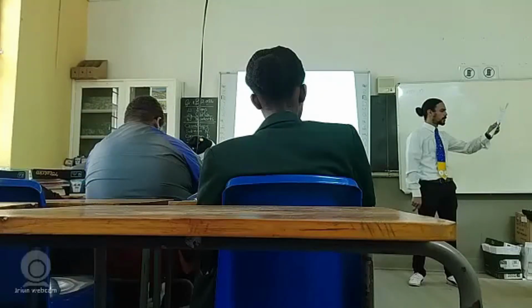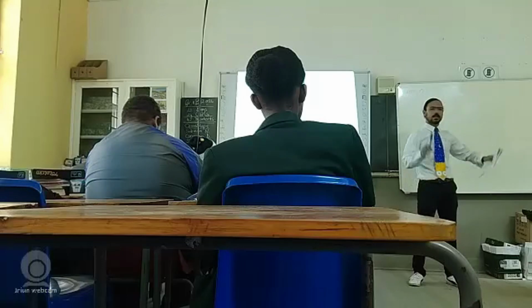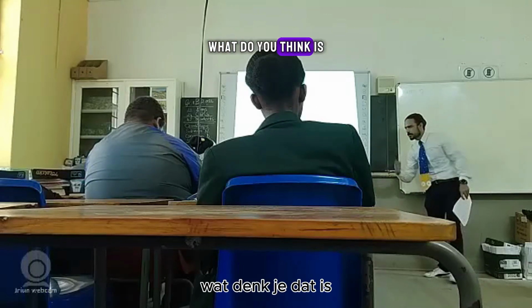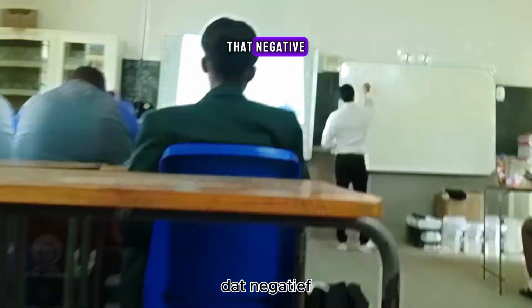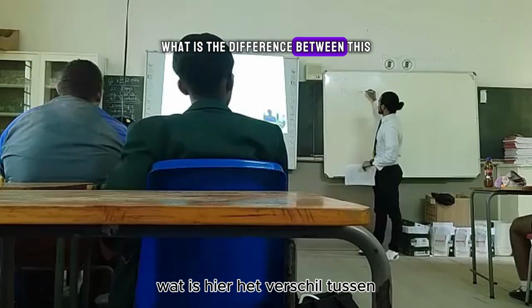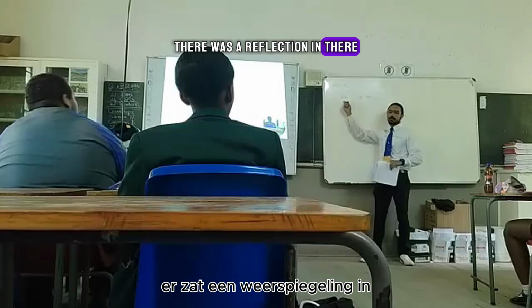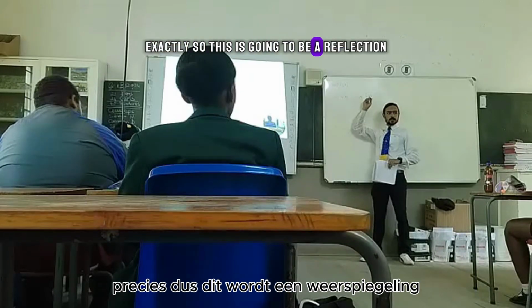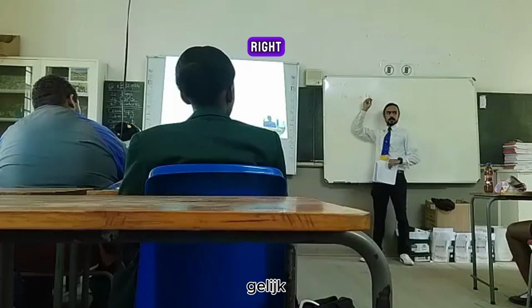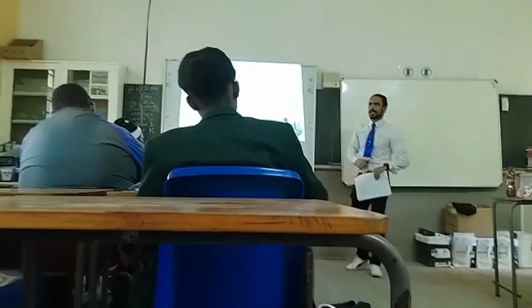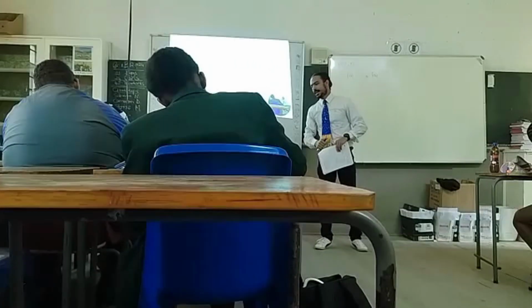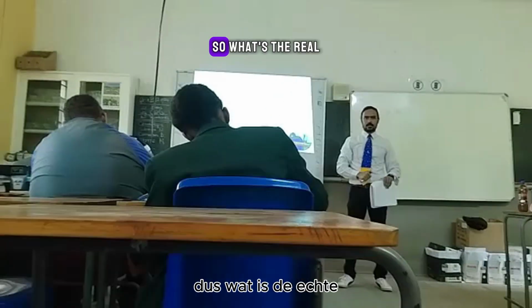Okay, determine the point for f of negative x. What do you think that is? The m is negative x. Earlier we had negative. Now, what is the difference between this? This was a reflection in the x-axis, so this is going to be a reflection in the y-axis. Just write down to yourself that this is a reflection in the y-axis.